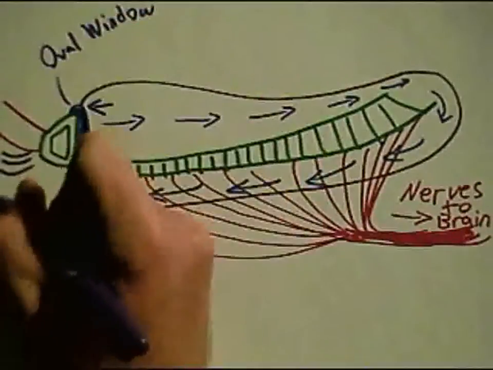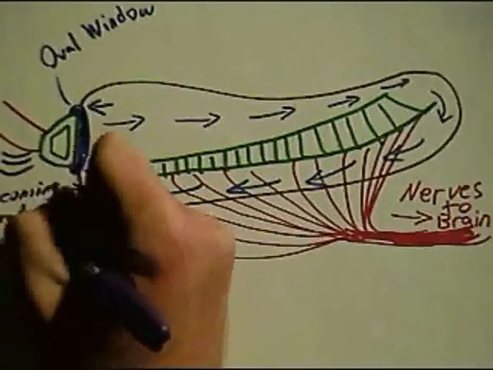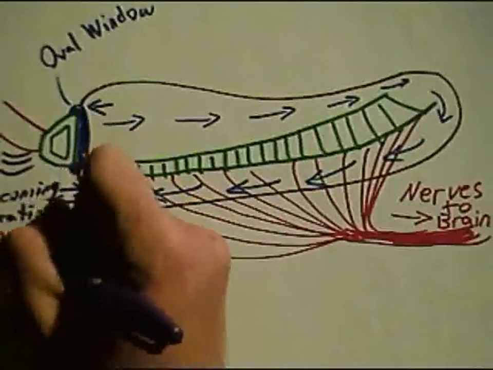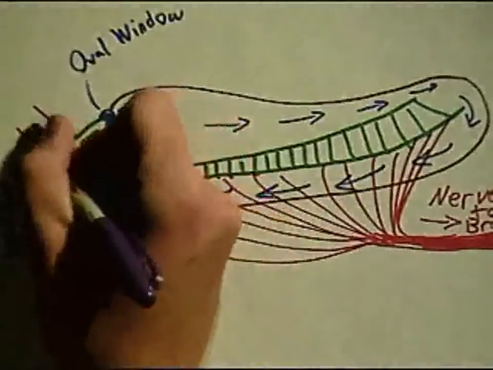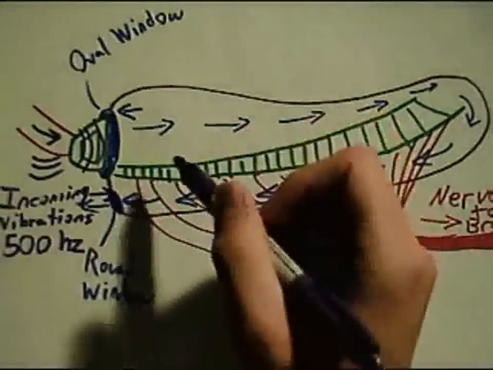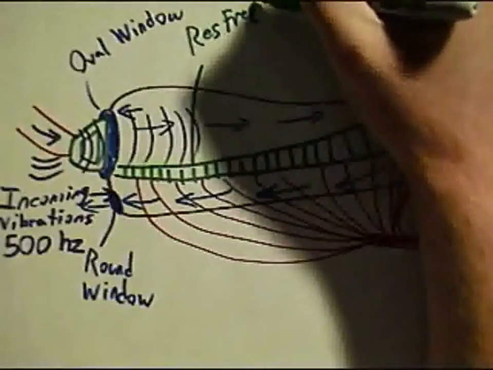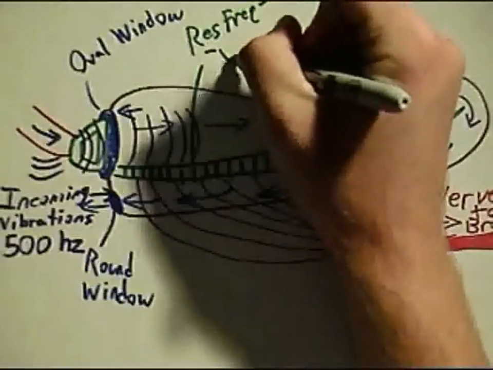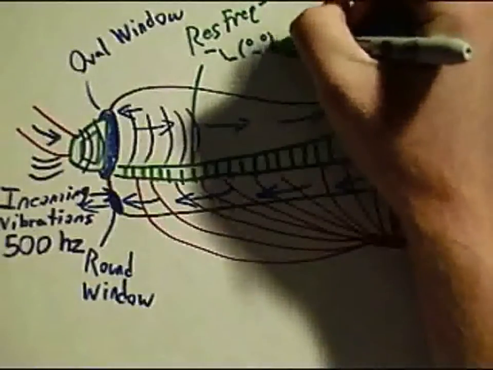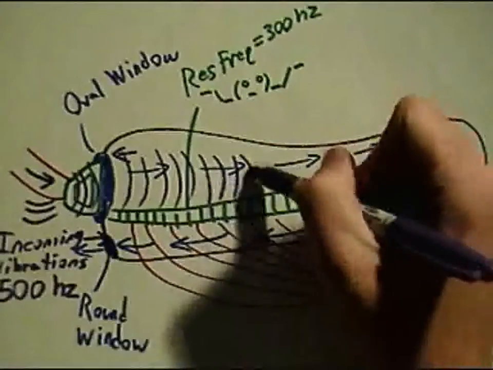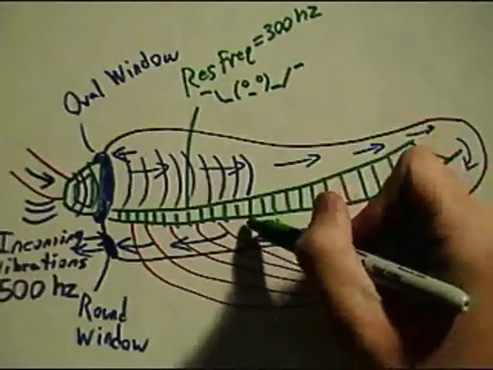When the stirrup vibrates at any frequency, it pushes on the basilar membrane, sending waves of the same frequency traveling down the fibers. So, suppose that an object vibrates at 500 hertz, 500 times per second. The sound will be carried through the ear, causing the stirrup to vibrate at 500 hertz, which sends a wave at 500 hertz down the basilar membrane.